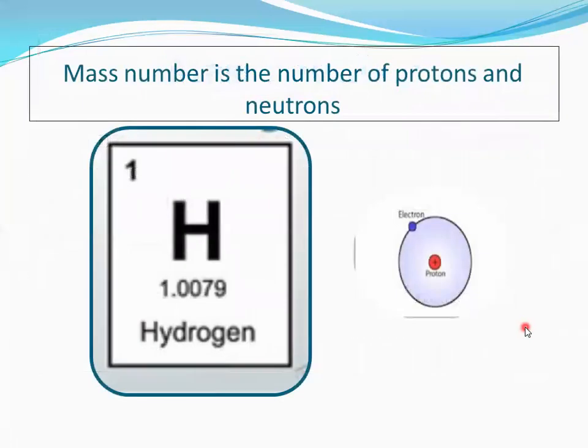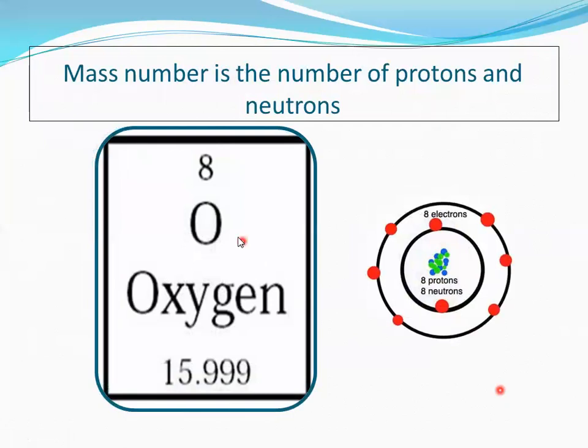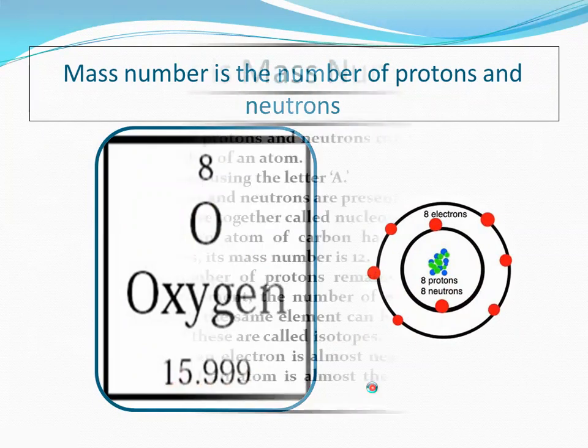Observe this diagram. Mass number is the number of protons and neutrons. Hydrogen has only one proton. There is no neutron present inside the nucleus of a hydrogen atom. That's why the mass number of hydrogen is 1. Oxygen. Observe the diagram. Inside the nucleus, we observe 8 protons as well as 8 neutrons. Sum of protons and neutrons will be 16. So the mass number of oxygen is 15.99, means 16 amu.